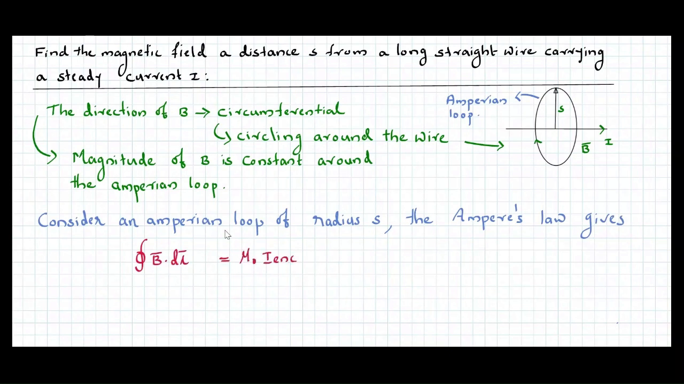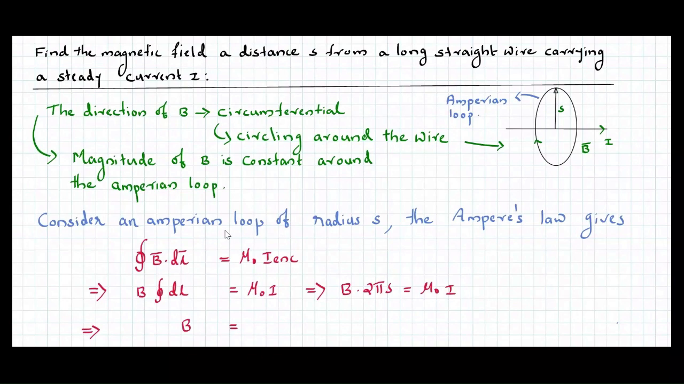That is, the line integral of the magnetic field around the closed path is equal to mu 0 times the enclosed current. Since our Amperean loop contains the current I only, we can say that the enclosed current is nothing but I. Since the magnitude of B is constant around the Amperean loop, you can take it outside the integral. So B into closed integral dl is equal to mu 0 I.